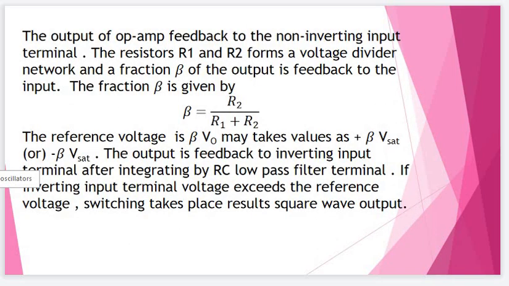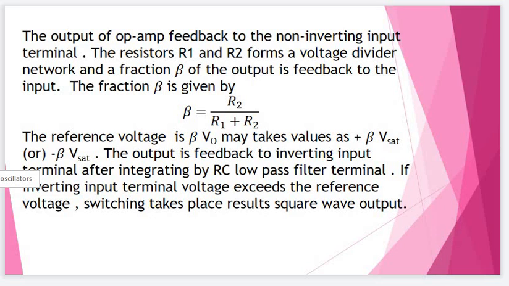The output of the op-amp is fed back to the non-inverting input terminal. The resistors R1 and R2 form a voltage divider network, and a fraction beta of the output is fed back to the input. The fraction beta is given by beta equals R2 divided by R1 plus R2. The reference voltage beta V0 may take the value plus beta V saturation or minus beta V saturation.